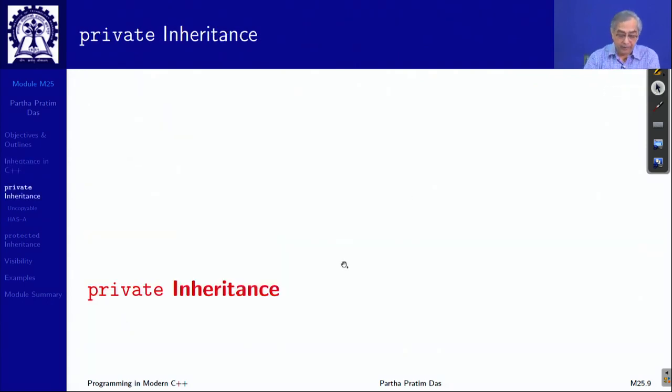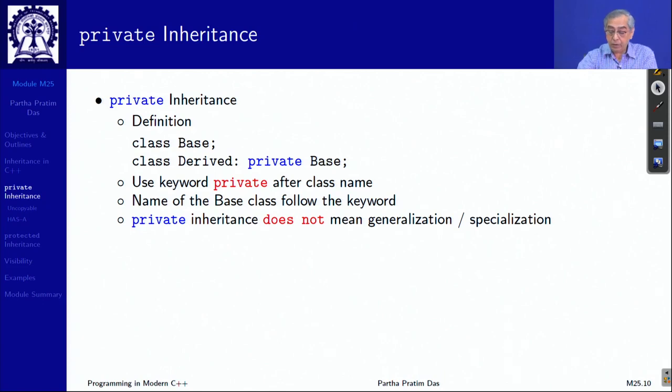Now, let us talk about private inheritance. What we do in private inheritance, the only difference is we put this word private in place of public.